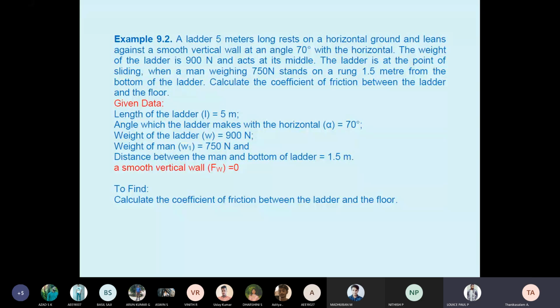So here one man is standing. In the previous problem, the man was not standing. Students, here a man is standing at what distance? 1.5 meter from the bottom of the ladder. What is the man's weight? 750 Newton. Ladder weight 900 Newton. The angle with horizontal 70 degree. L is 5 meter. Smooth vertical wall. Students, smooth vertical wall, so friction at the wall is 0. They did not mention anything else, smooth is what we have to understand. Smooth means there is no friction. They asked, calculate the coefficient of friction between the ladder and the floor.